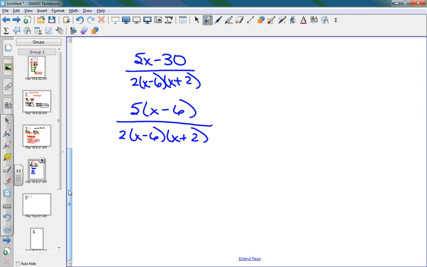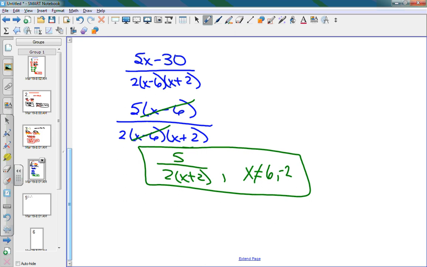Now my question is, in previous sections, did we cancel out first or did we find the domain restrictions? We found the domain restrictions. So what can x not be here? It cannot be positive 6 or negative 2. Do we all understand that? Yes or no? You see it? Now from left to right, do I have a 5 in the denominator? No. Do I have an x minus 6? Yes, I do. So what am I left with? 5 over 2 times x plus 2. Can I do anything with that? Okay, 1. Do we all understand that?